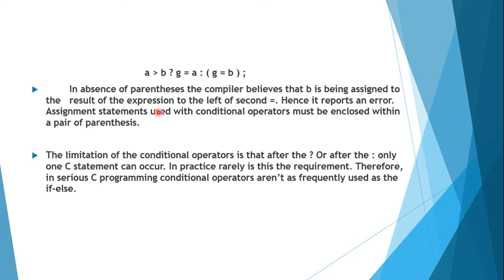The limitation of the conditional operators is that after the question mark or after the colon, only one C statement can occur. In practice, rarely is this the requirement. Therefore, in serious C programming, conditional operators are not as frequently used as the if-else. So what is the main limitation of this? After the question mark or the colon, there will be only one statement. So it is not a practical way to program. But the ternary operator or the conditional operator can sometimes give us very short single line programming.